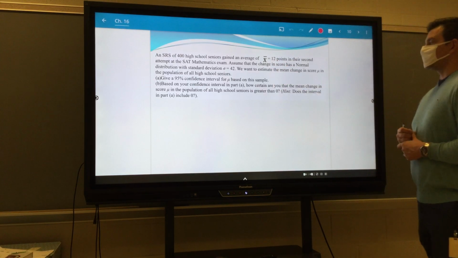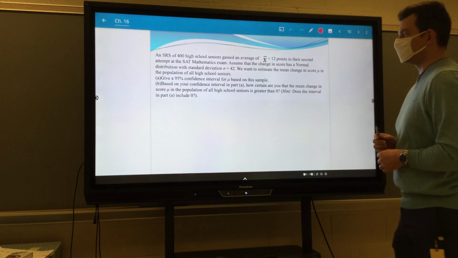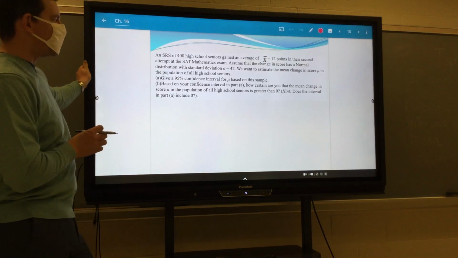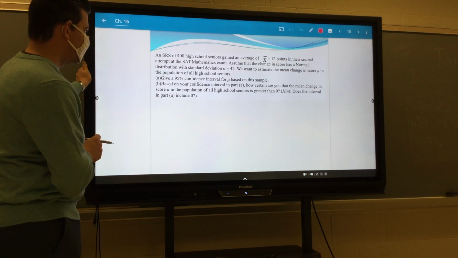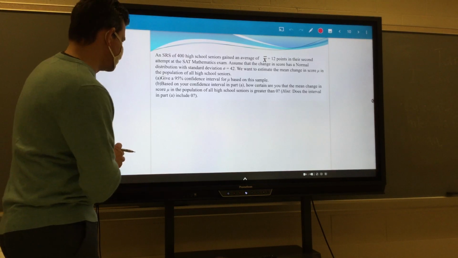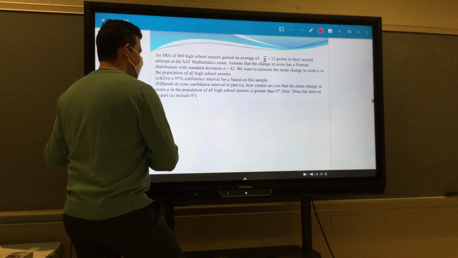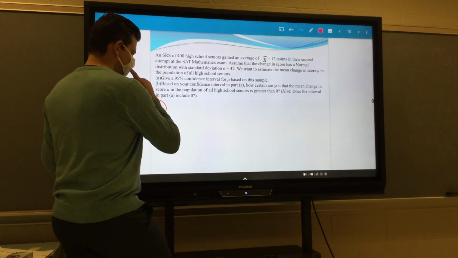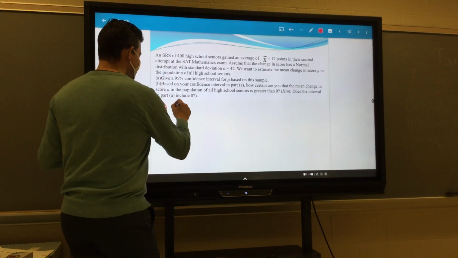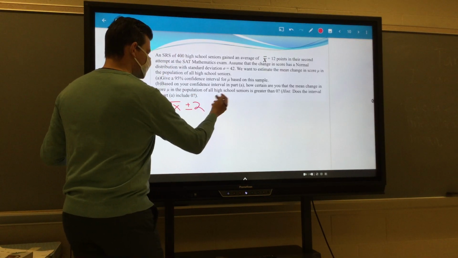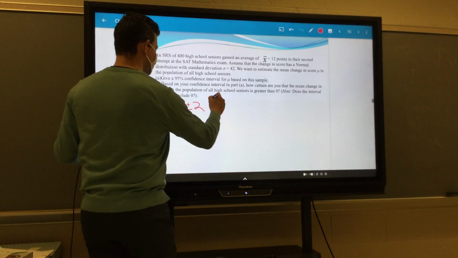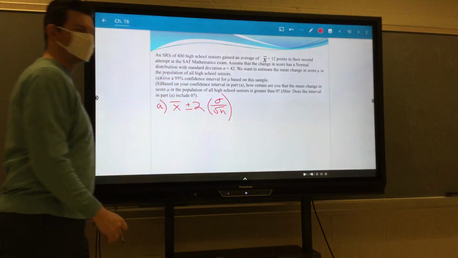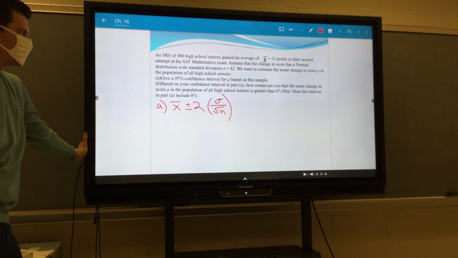So assume that the change in the score has a normal distribution with a standard deviation of 42. So we have our X bar, we have our sigma. We want to estimate the mean change in score in the population of all high school seniors. So letter A, give a 95% confidence interval for our mu based on this sample. All right, well, we know we're following this equation. X bar plus or minus 2 for a 95% confidence interval of our sigma standard deviations over the square root of n. This is our equation for a 95% confidence interval.